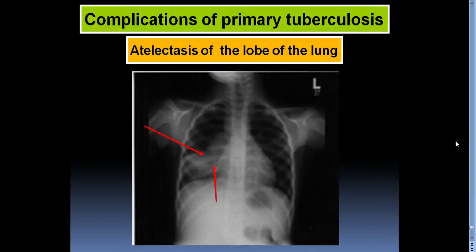Atelectasis of the lobe of the lung can form also as a result of compression of the bronchus, especially in small babies. Enlarged, dense lymph nodes can compress the bronchus, or viscous mucus, viscous secretion of the bronchus, can also be a cause of atelectasis.